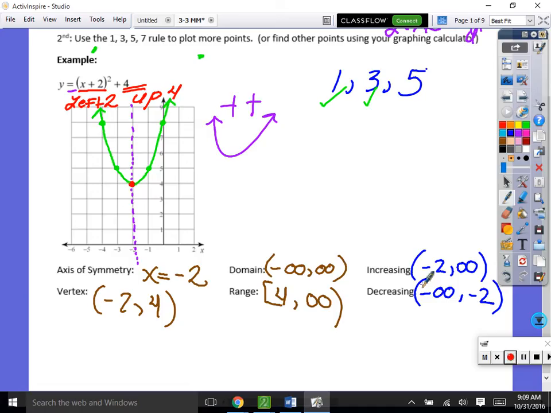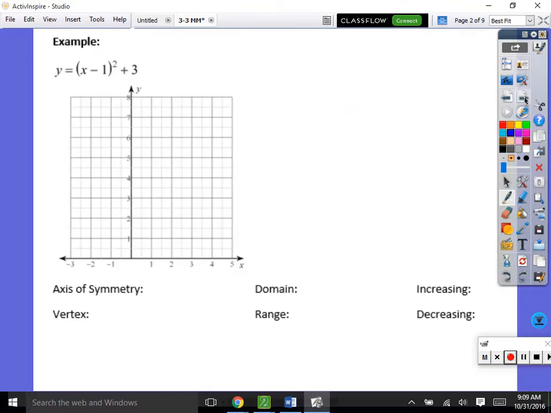Everybody feeling pretty good about this? We've got to ace this test. We've done tons of review. Okay, next problem. Let's do the next example here.